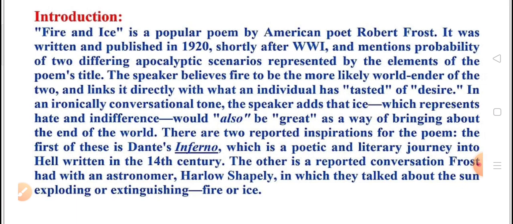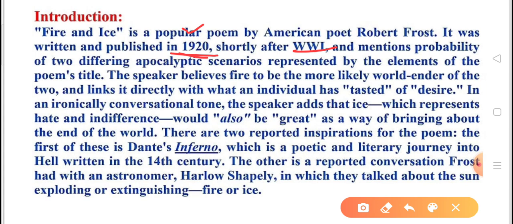Now we talk about the introduction of the poem. The poem is a very popular and very famous poem, and it was written and published in 1920, just after World War I, and mentions the probability of two differing apocalyptic scenarios. Apocalyptic means bringing an end to this world. According to Robert Frost, only two situations are possible. Many are there, but strong possibilities are about the two situations which will bring this world to an end. And what are they?